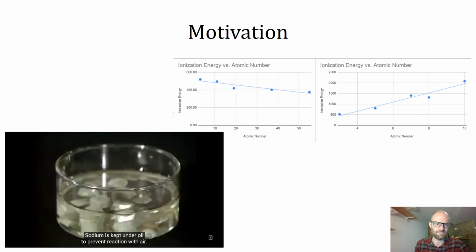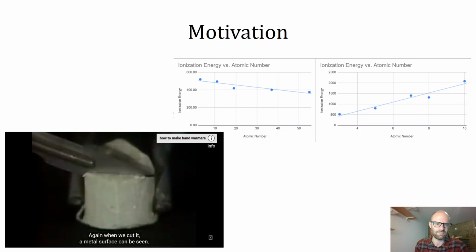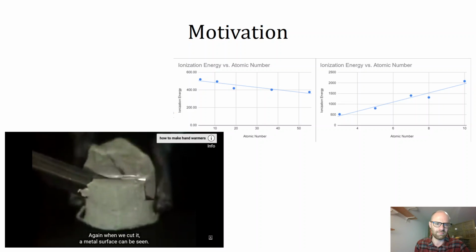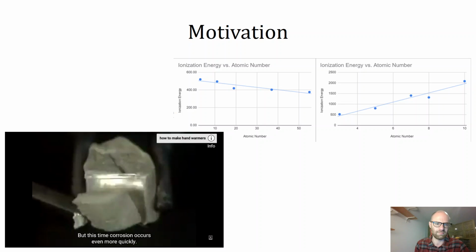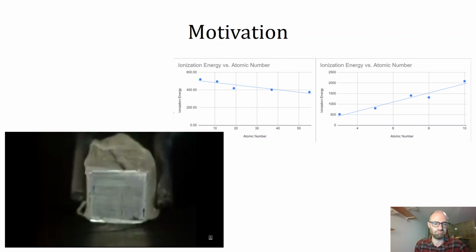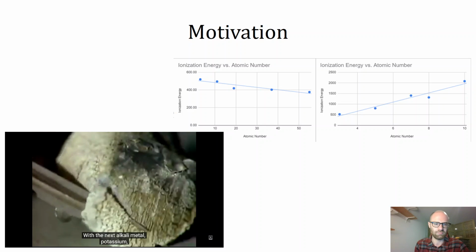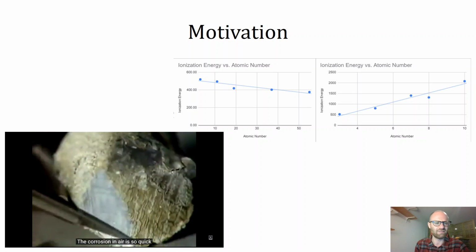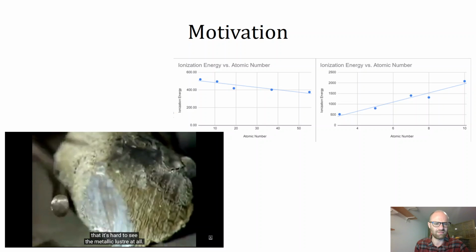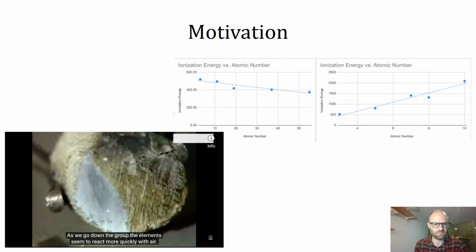Sodium is kept under oil to prevent reaction with air. Again, when we cut it, the metal's surface can be seen. But this time, corrosion occurs even more quickly. With the next alkali metal, potassium, the corrosion in air is so quick that it's hard to see the metallic luster at all. As we go down the group, the elements seem to react more quickly with air.